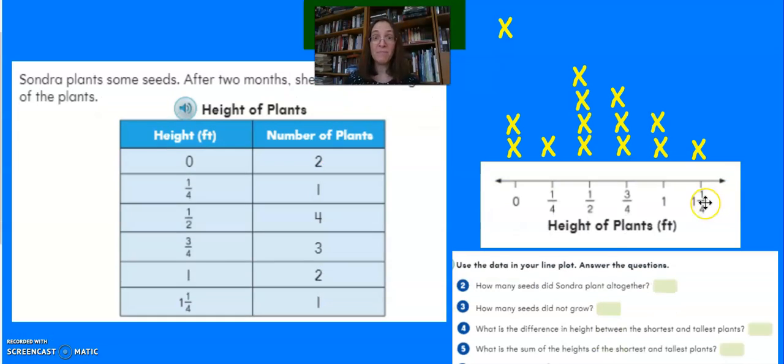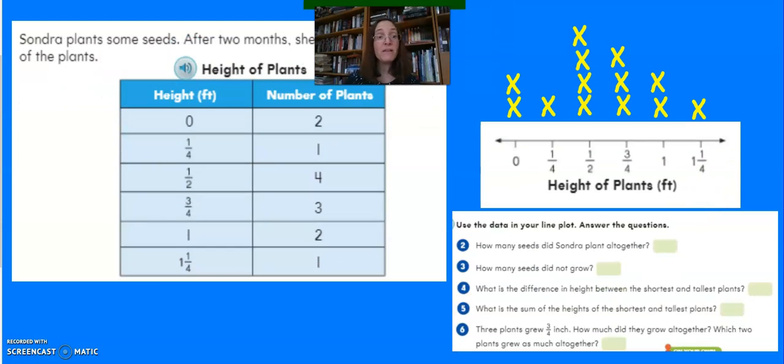And having made that line plot, we are now going to use that line plot to answer some interesting data questions. How many seeds did Sandra plant altogether? Well, I could count my X's to do that. So there's 3, that's 6, this is 3, that's 9, this is 3, that's 12, and then there's this last one at 13. So the answer here would be 13. How many seeds did not grow? Well, if the height of the plant is 0, I don't think they grew, so I'm going to put down 2 for that.